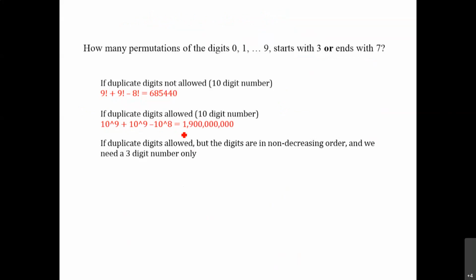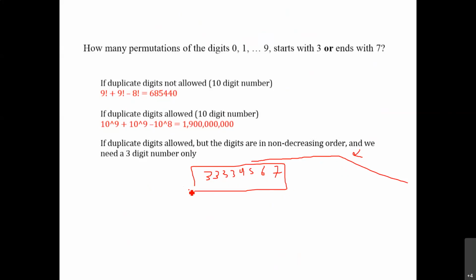If duplicate digits are allowed, but the digits are in non-decreasing order. Non-decreasing order, what's that? Remember the non-decreasing function. Constant functions are not considered non-decreasing or non-increasing, and then you go down. Or in other words, like 3, 3, 3, 3, 4, 5. Sorry, this was non-increasing. 6, 7. This number is considered non-decreasing because you never go down. You're either constant or you go up. So non-decreasing, you're either constant or you go up.